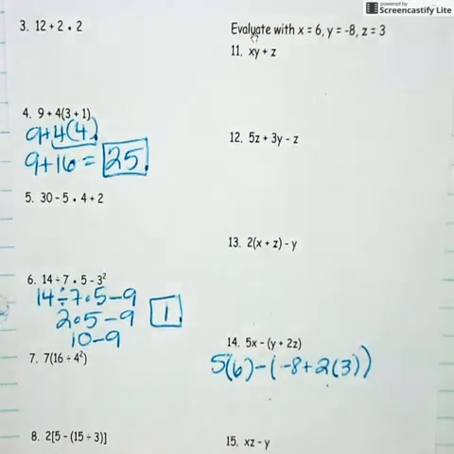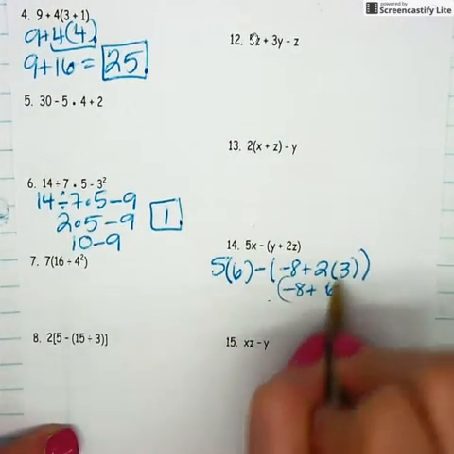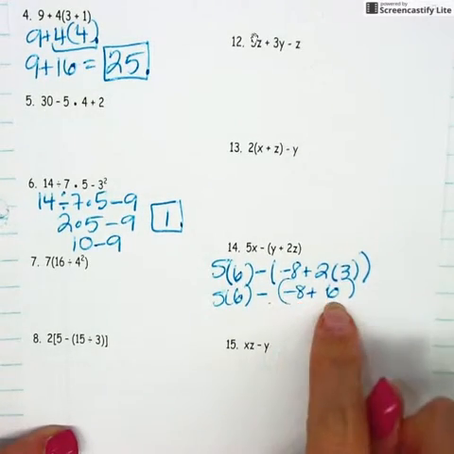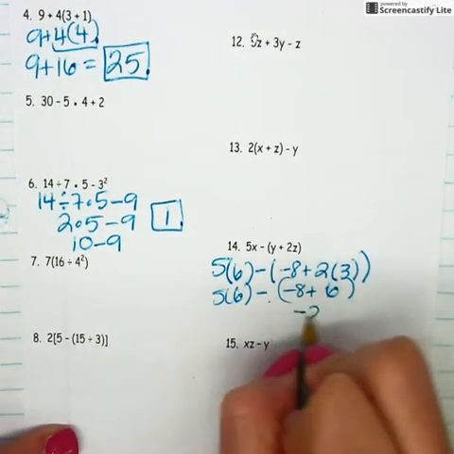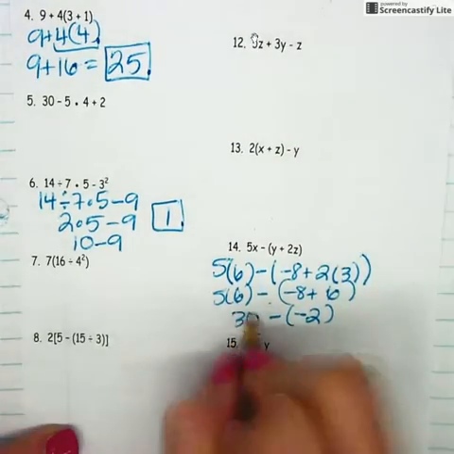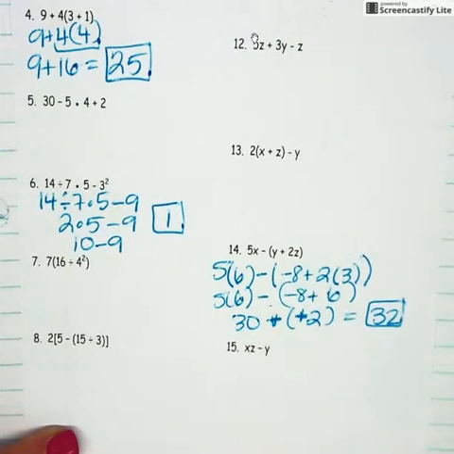All right, inside first. 2 times 3 is 6. Okay, and -8 plus 6 is going to give me -2. Okay, multiply. 5 times 6 gives me 30, and we're going to have a double negative right here, which is going to make your final answer 32.